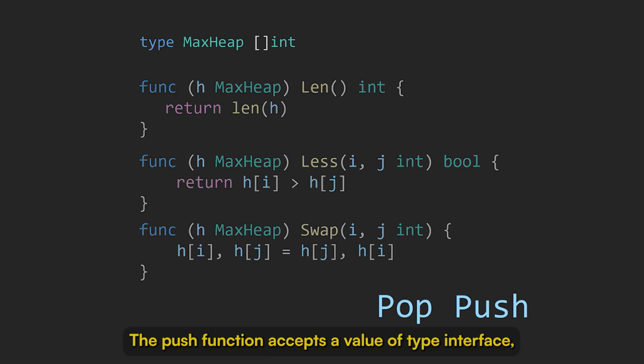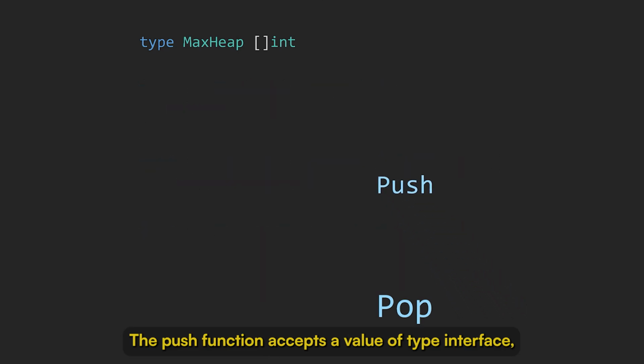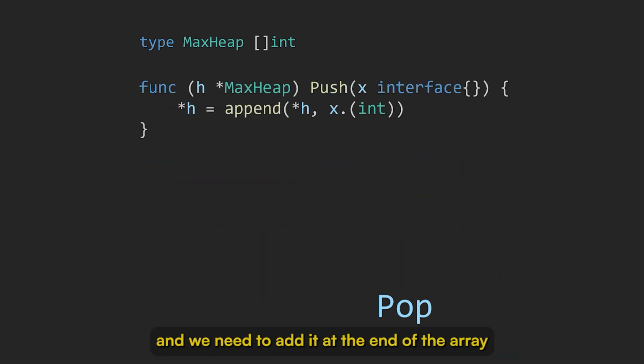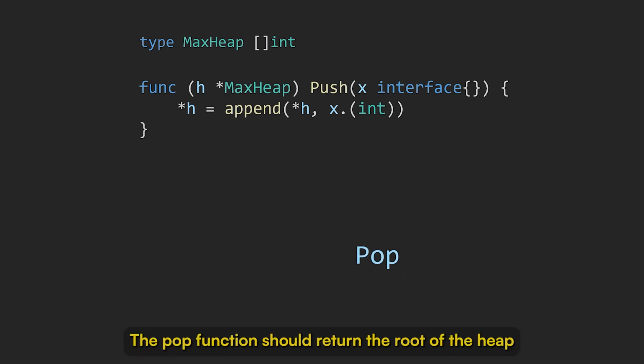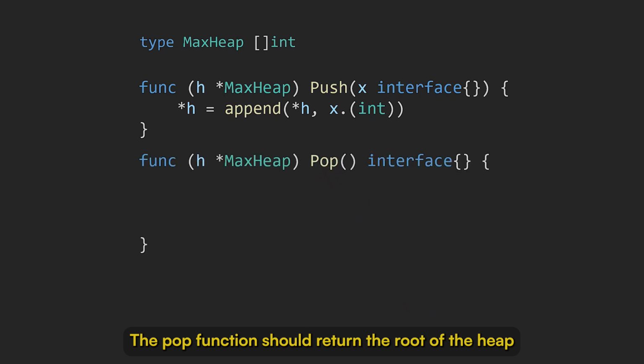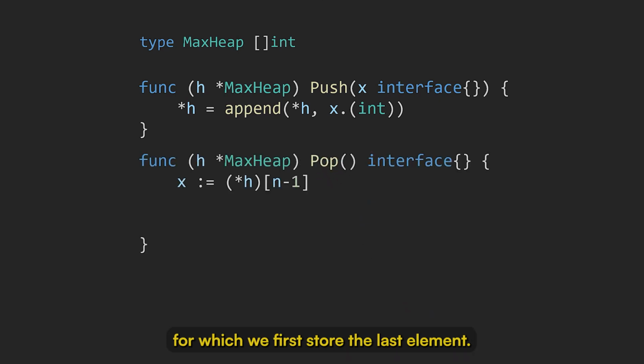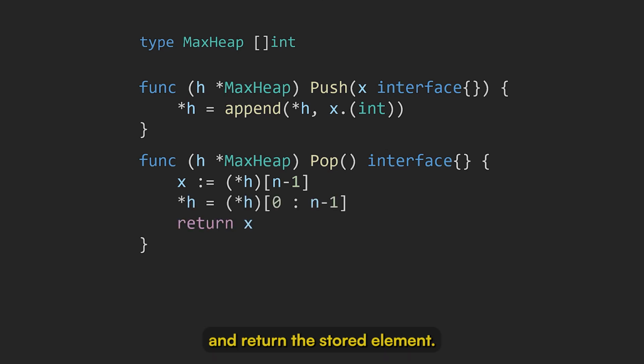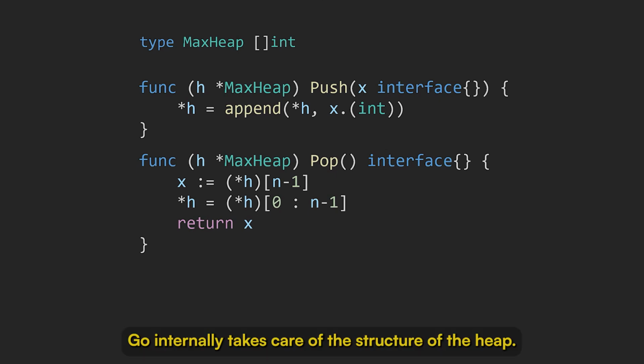The push function accepts a value of type interface and we need to add it at the end of the array. Why at the end? Because when we add any element in a heap, we always add it at the end. The pop function should return the root of the heap, for which we first store the last element, then we reduce the size of the underlying array and return the stored element. Go internally takes care of the structure of the heap.